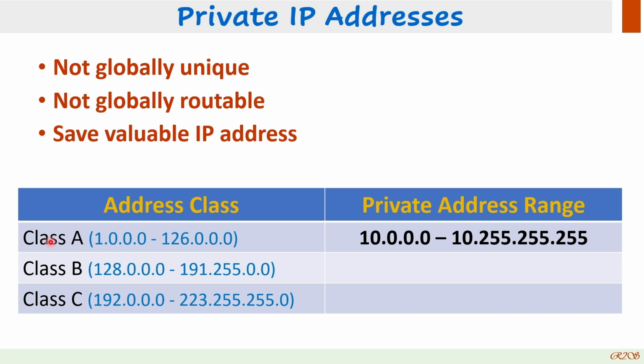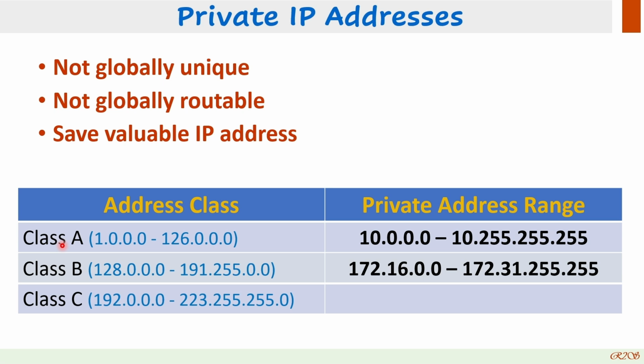Okay, and in each class we have some private IP addresses. For example, in class A the private IP address range is 10.0.0.0 to 10.255.255.255. These are the IP addresses we can use as private IP addresses in class A. In class B we have another range, 172.16 to 172.31, and then .0.0 to 255.255. So we have around 16 networks, from 16 to 31, right?